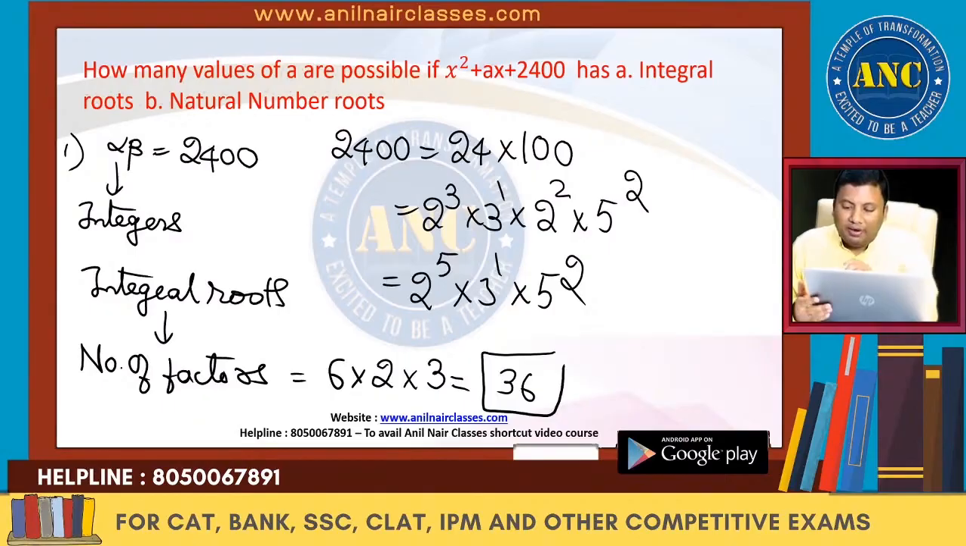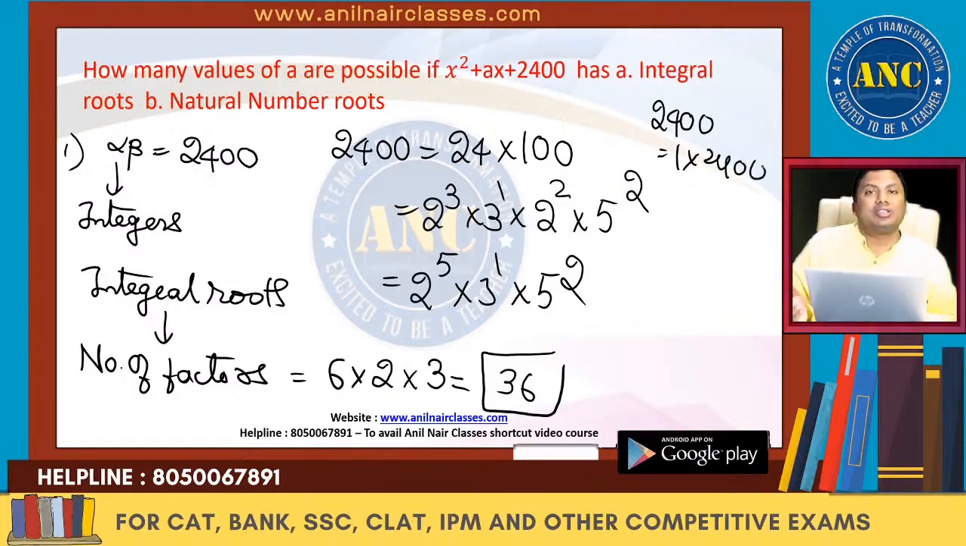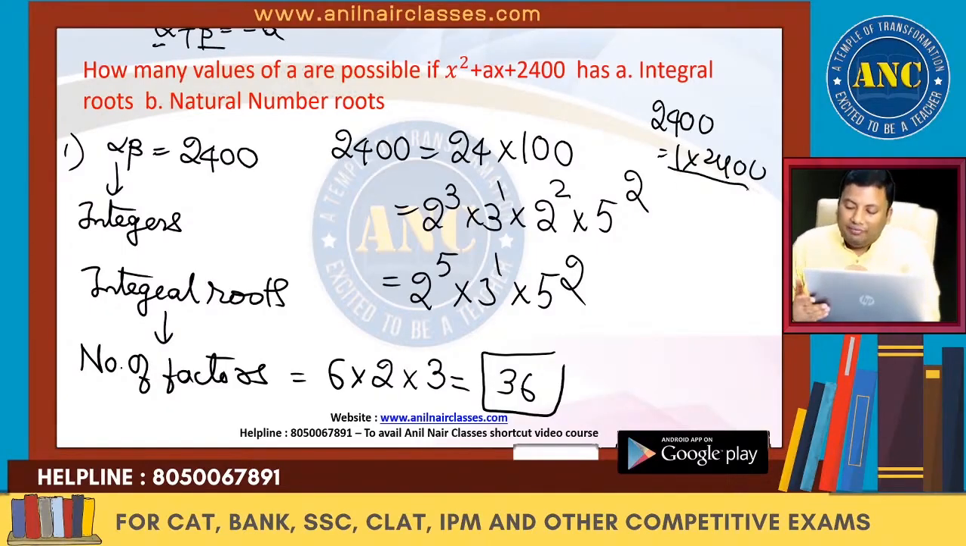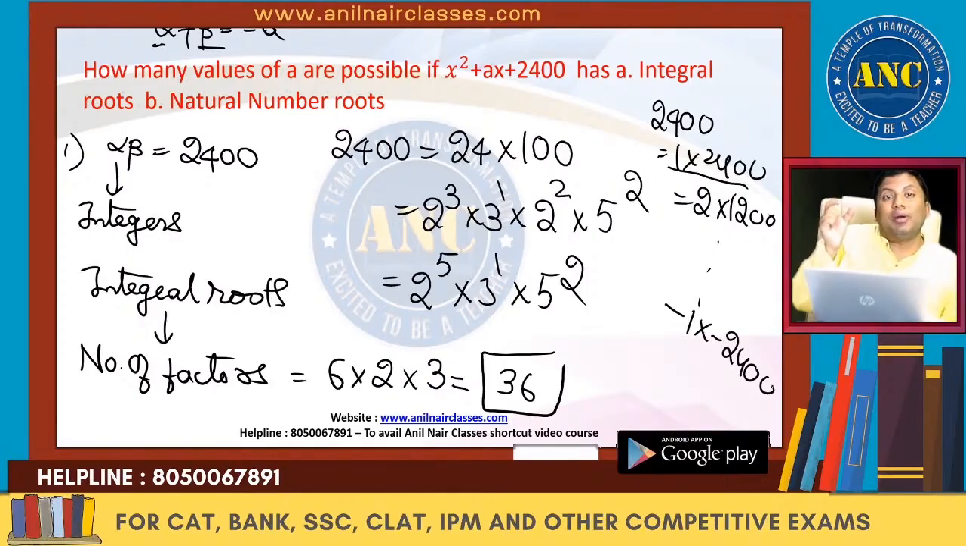Suppose for example 2400, it is 1 into 2400. Alpha is 1, beta is 2400. Alpha plus beta is minus a. If I substitute 1 doublet, I will get one value. 2 into 1200, I will get another value. I hope it is clear, right? Minus 1 into minus 2400, I will get another value. Every doublet will give a unique value for a.